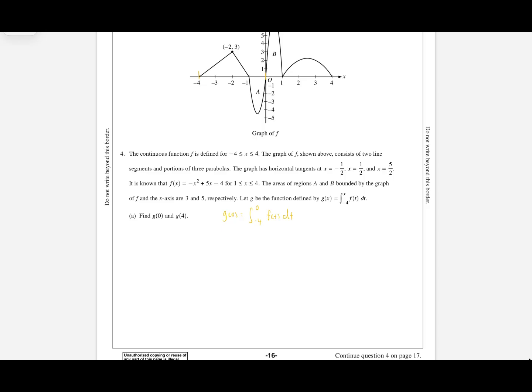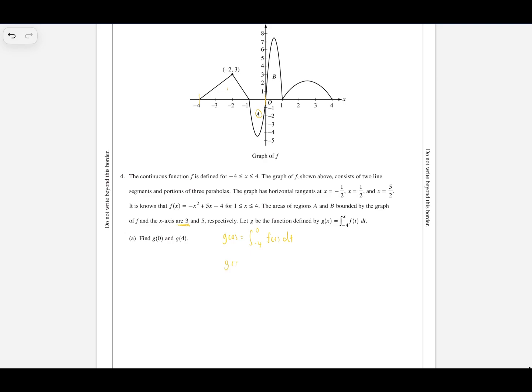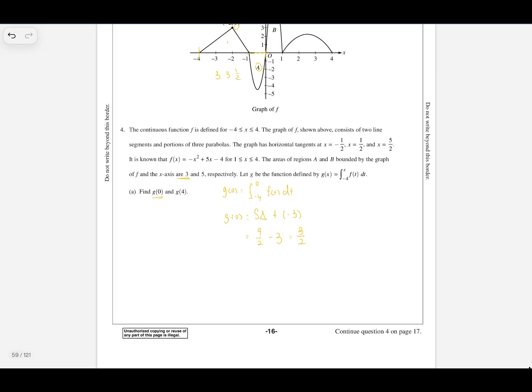So we are finding the area of a triangle and the parabola. The question gives that the region A, which is the parabola, is 3. But remember, the parabola is under 0, so it's a negative area. The triangle has a base of 3, from -1 to -4, and a height of 3. So g(0) is equal to 3 times 3 times 1/2 minus 3, equal to 3/2. That's g(0), and let's find g(4).